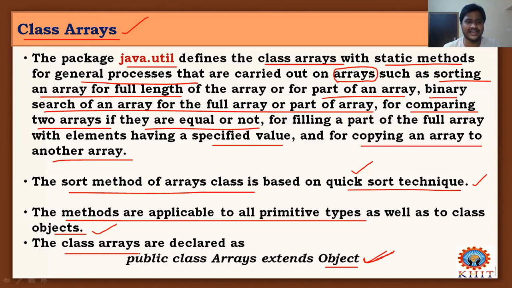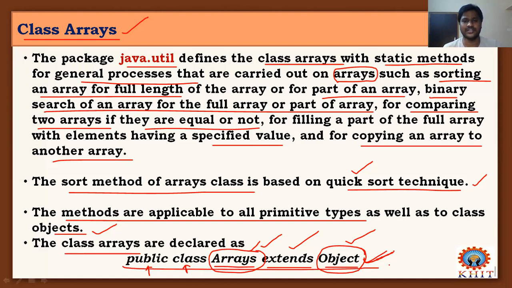The class Arrays is declared using the access specifier public and the keyword class. You can define it like this: capital A-R-R-A-Y-S, Arrays, and extends, which is an inheritance concept, and we are extending the properties of the Object class. So now Object is a superclass, and this Arrays class will become a subclass of it, and we will discuss this clearly in the next chapter.